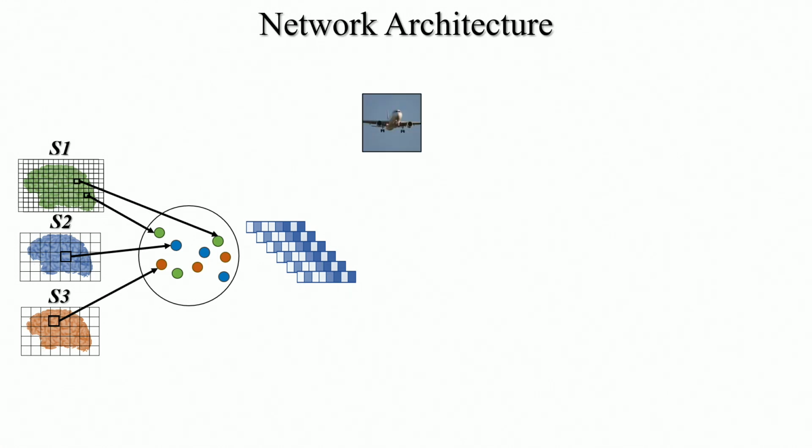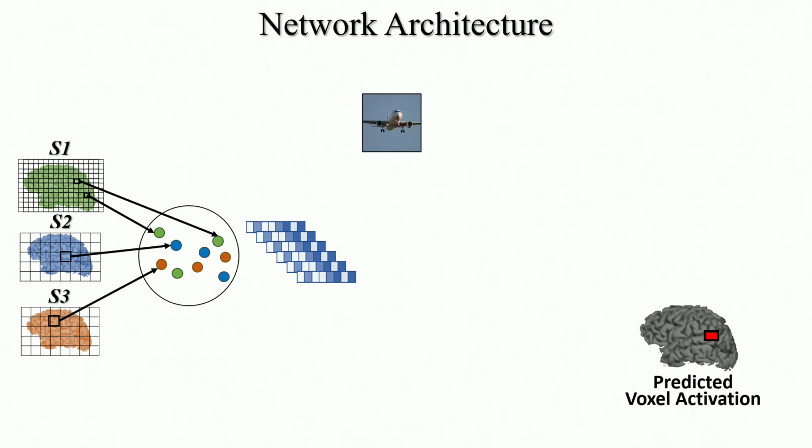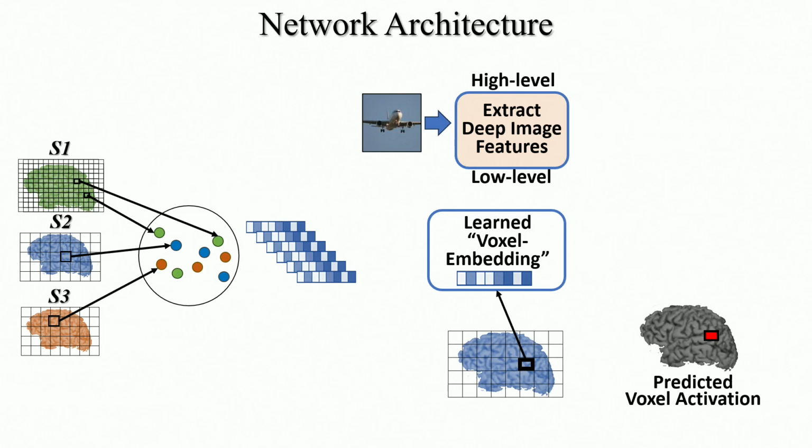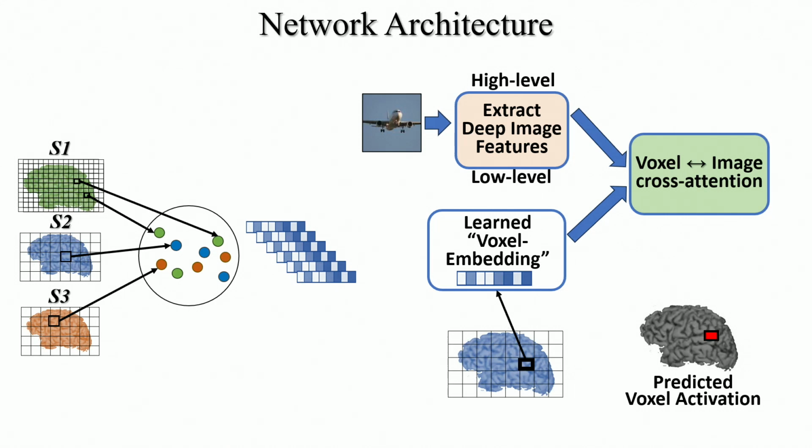We have an image, and we want to predict a voxel's activation in response to this specific image. We first extract image features with an image foundation model, both low- and high-level image features. Then we use the voxel embedding assigned to this specific voxel. We want to allow this voxel embedding to attend to the specific image features that correspond with its functionality. For that, we train a voxel-image cross-attention that integrates the information to predict the voxel activation. Importantly, the voxel embedding is voxel-specific and not image-specific. The voxel embedding is used to predict its voxel activation for any image.